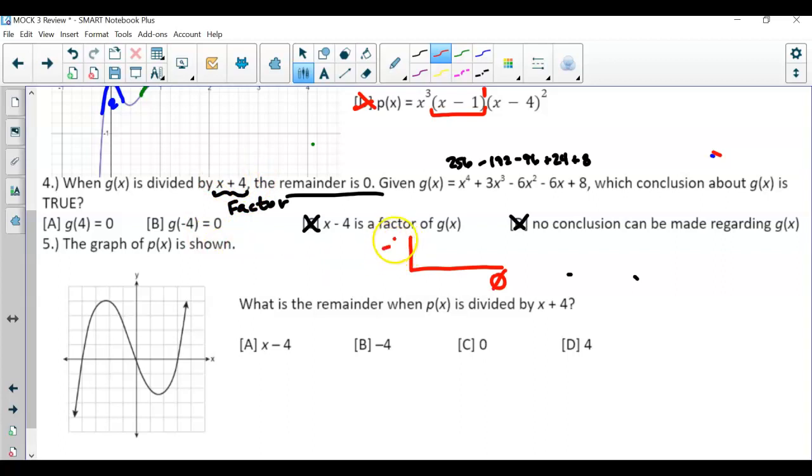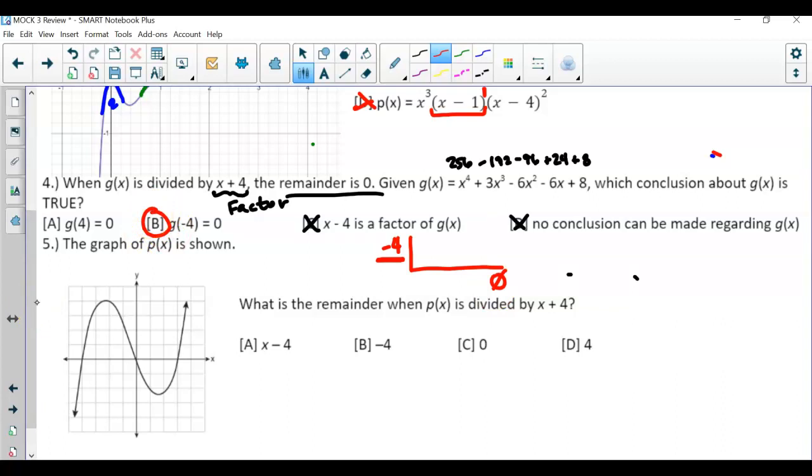We used negative 4. So this one is tricky because people would want to say A. If you're dividing here, we're checking to see that negative 4 is the solution. Here, that would give you that remainder of 0. So that's why here the answer is D.